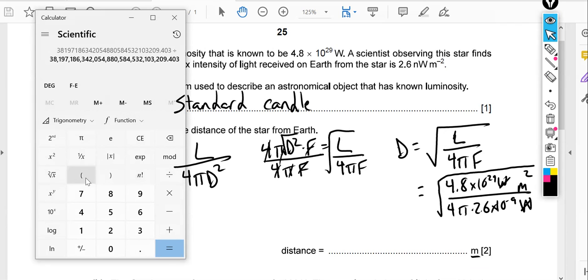Divided by, here you must open parentheses to divide by the entire quantity, 2.6 by 10 to the -9, and then close parentheses. That's the thing I want to divide by. If you don't use parentheses, then you'll divide by the 2.6 first and then multiply by a billion. You don't want to multiply by a billion, you're dividing by 2.6 billion. And so that's wildly different answers.